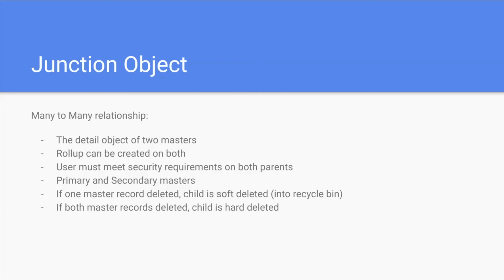Now you might remember that master records in a master detail relationship, if it gets deleted, the child is also going to get deleted. So that same thing is true for junction objects. If you have 1 master record, even though there's 2 in this junction object, even if one of them gets deleted, that child is soft deleted into the database.